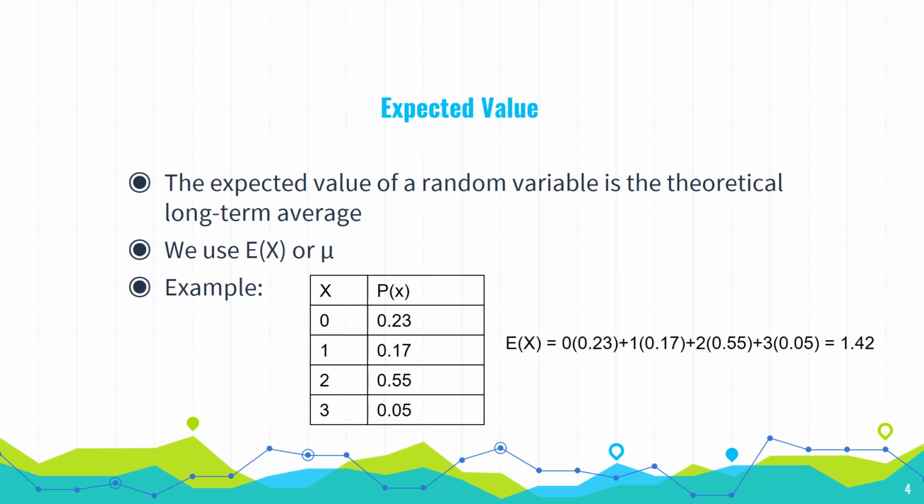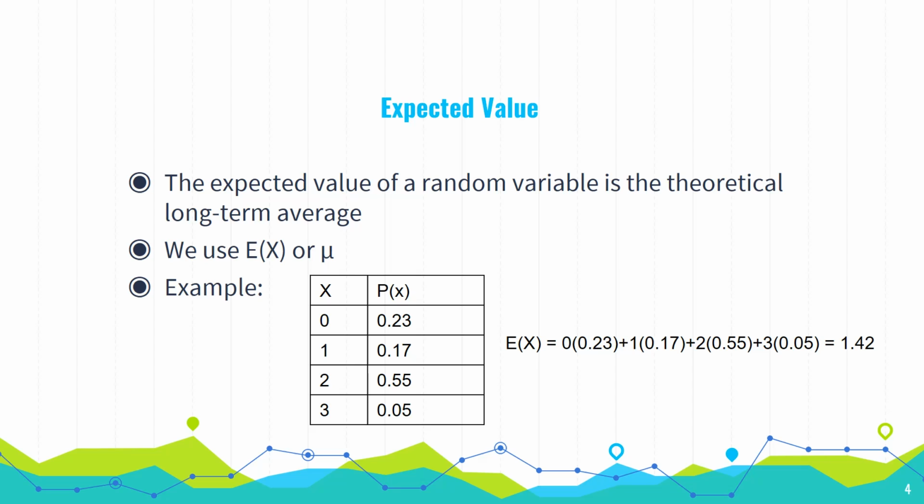Now, it doesn't mean that we expect the random variable to take this value precisely. What the expected value is, it's more of a theoretical long-term average. That means if we were to observe this random variable over and over again, the average value of all of these values that it takes should be pretty close to this expected value.